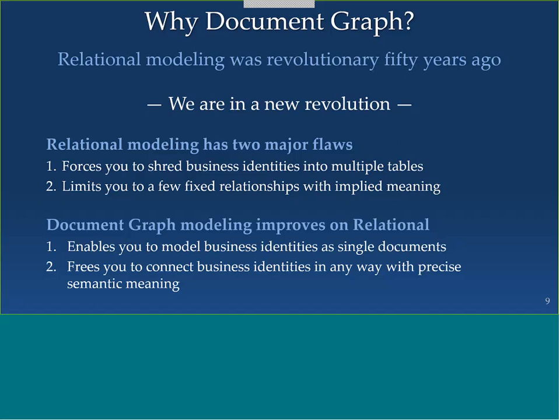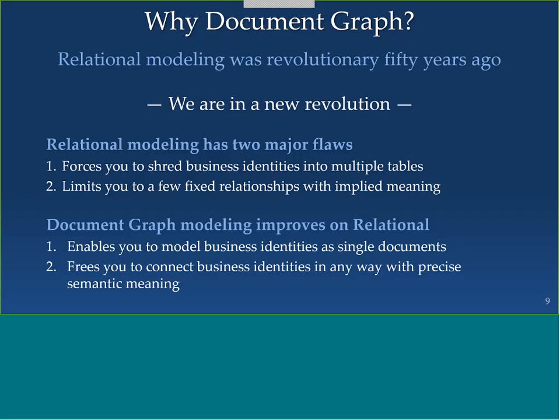First, it forces you to shred business identities into multiple tables. A real-world identity is complex. A person is complex. And relational says you can't have many-to-ones in the same table, so you have to make multiple tables and join them together. You're breaking a business entity like a person into many tables. And the other point is you're intentionally removing context so that identities can stand independent of other identities. And when you remove context, you remove meaning. And so that's a problem.